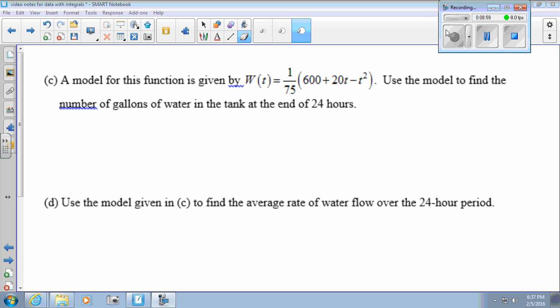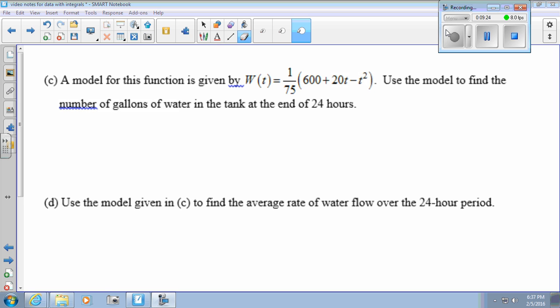Okay, now the next part of this problem is not using the data table. This time it says a model for the function is given. So the model of the function is the equation. So we have an equation now to work with. And we want to use the model to find the number of gallons of water in the tank at the end of 24 hours. Okay, now again, remember we started with 150 gallons of water.